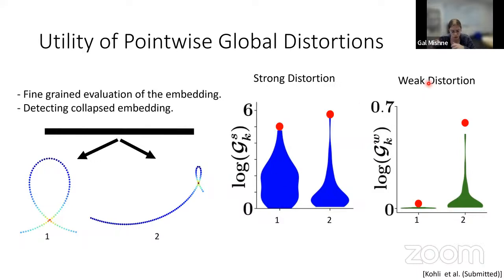For weak distortion, since it's only recovering the paths from the high dimensions to the low dimensions, it actually turns out this has smaller weak distortion. So to evaluate, we're going to use strong distortion, but comparing the strong to the weak, we're able to determine when there has been a collapse, for example, in the embedding.